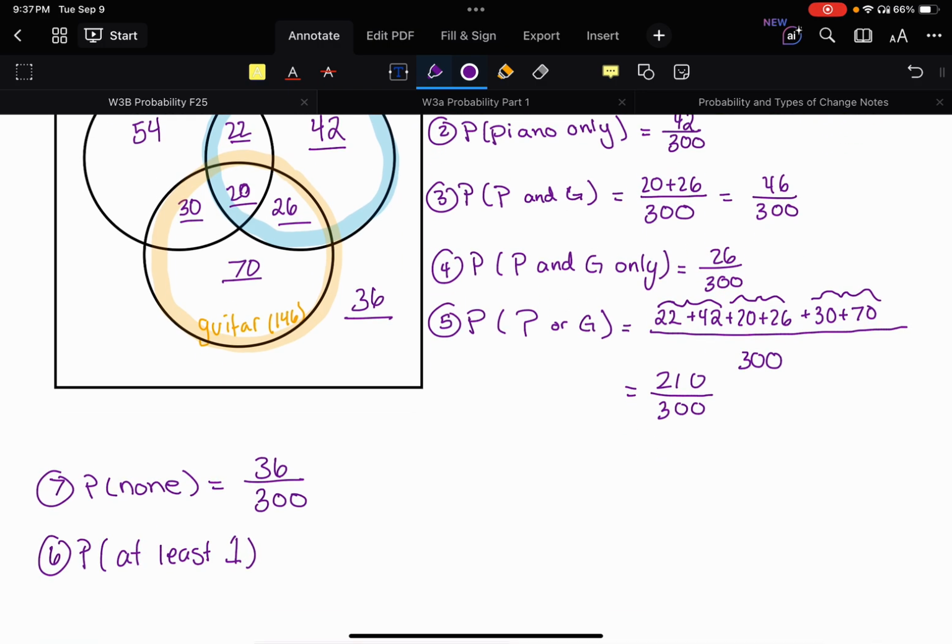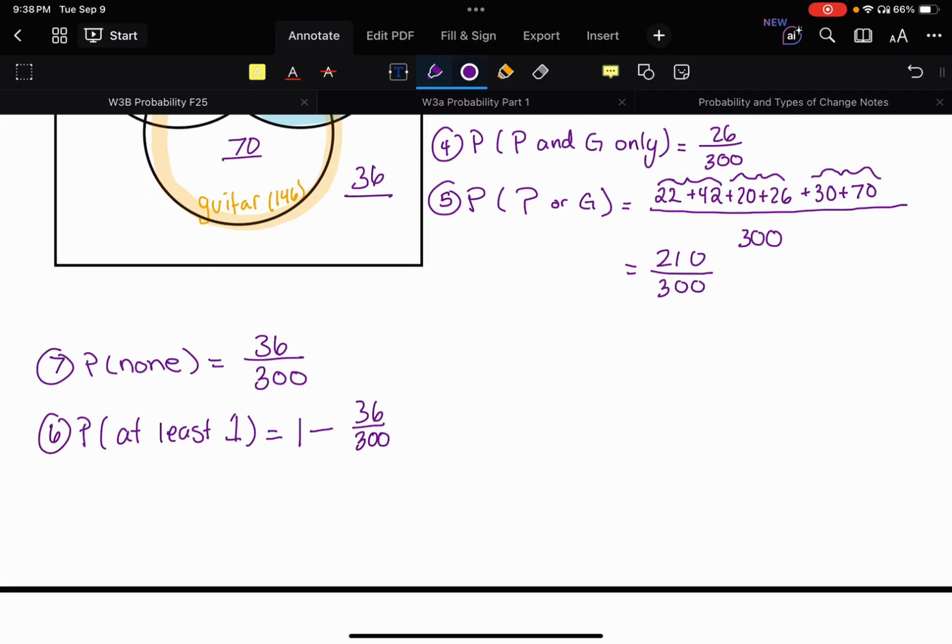So if we look at everyone, that's 100% of the time. Well, if 36 out of 300 is none, then at least 1 is everyone else. So one way you could find this is 1 minus that 36 out of 300. So you're basically saying if everyone together is 100% of the time, I'm going to take out those 36 out of 300, and then I have everyone that's left. You could also think of this another way: instead of adding up all the numbers in the circle, I'm just going to subtract out my 36. And I would get 264 out of 300.